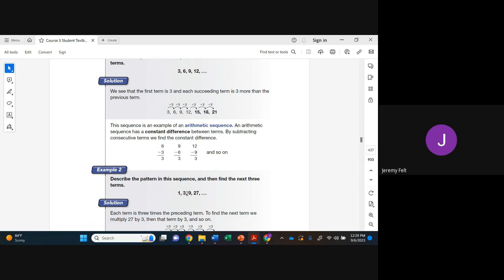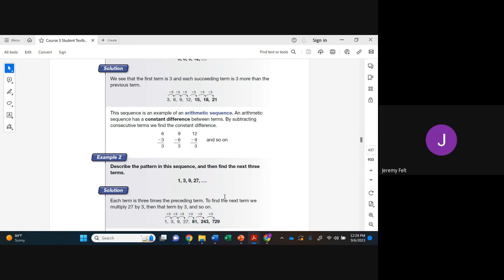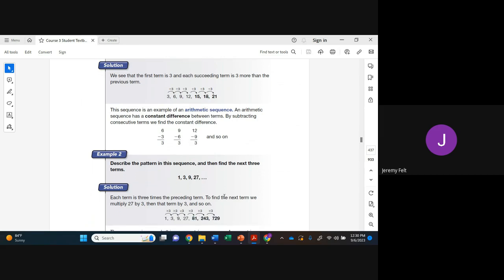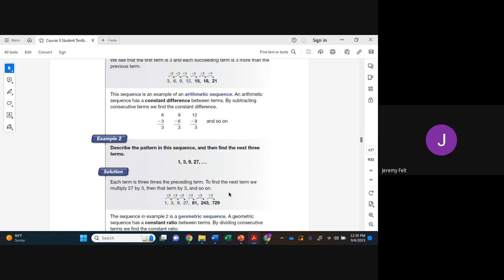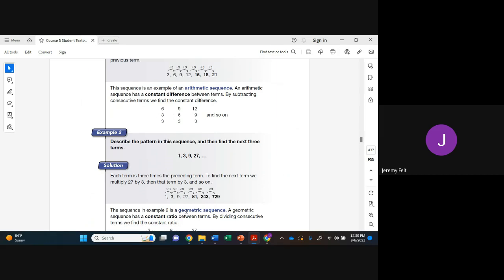We have 1, 3, 9, 27. If we look at that, each term is 3 times the preceding number. 1 times 3, 3 times 3, 9 times 3, and so on. This one is going to get bigger at a faster rate because we're multiplying. So this is a geometric sequence.